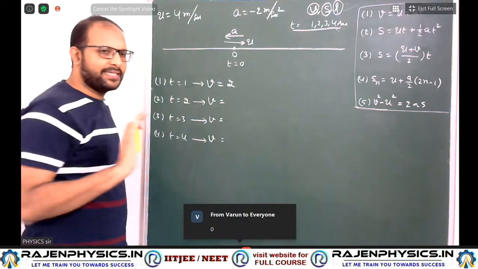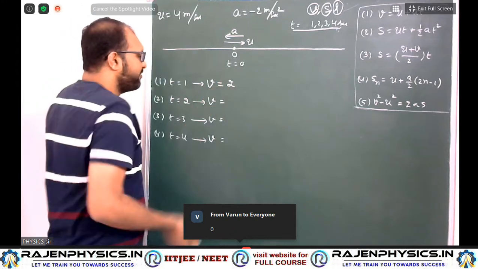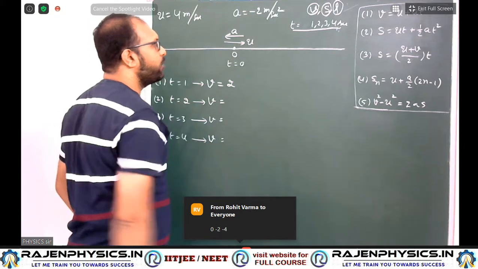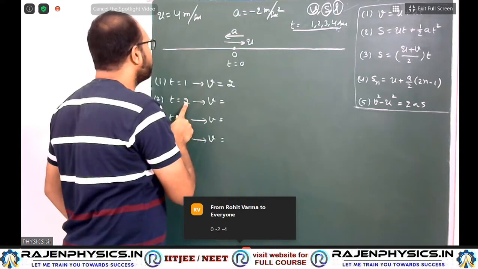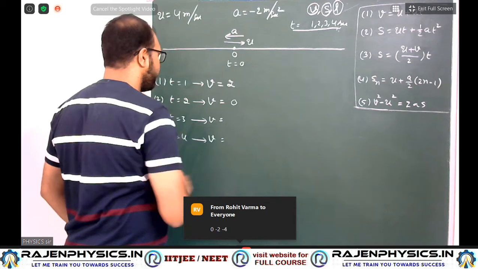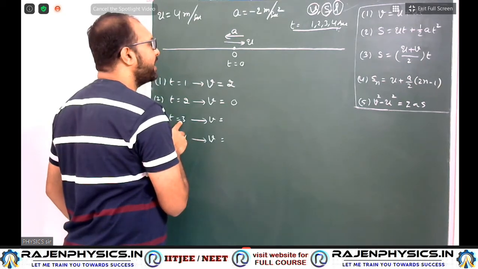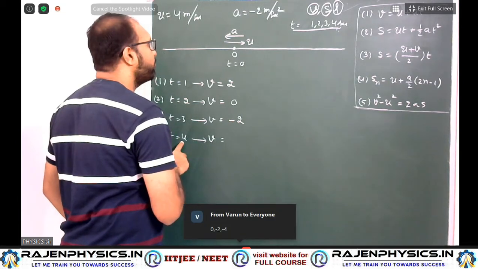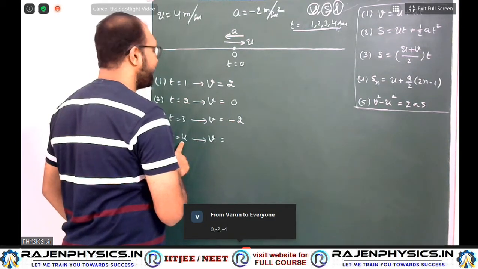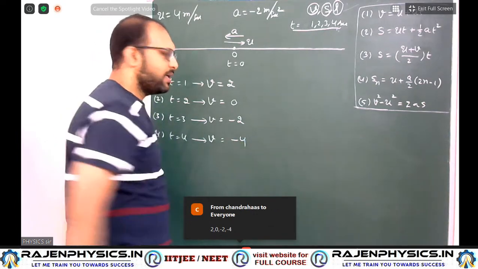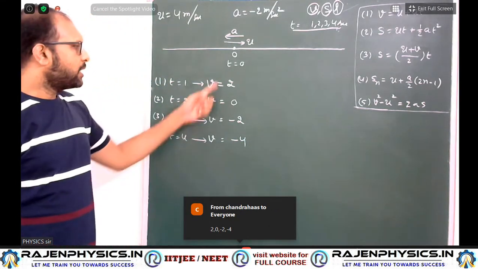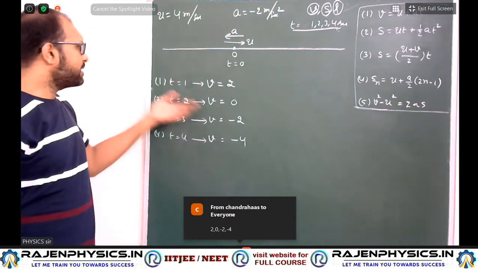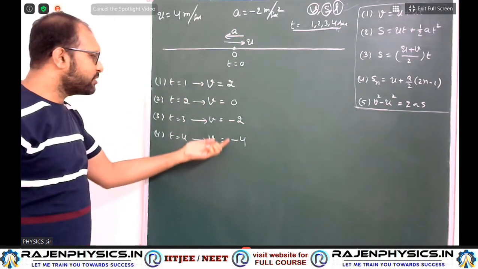Students, don't simply sit and watch, solve and know this. You please fill this gap. t equal to 2 seconds, v equal to u plus at, 2 into 2, 4, this is 0. Next t equal to 3, 3 into 2, 6, minus 2. And 4, 4 into 2, 8, 4 minus 8, minus 4. Yes, students, 2, 0, minus 2, 4, minus 4, very good. So these are the instantaneous velocities at different times.